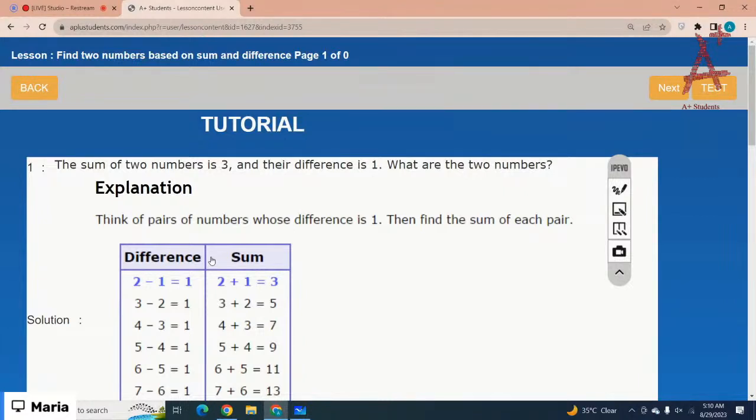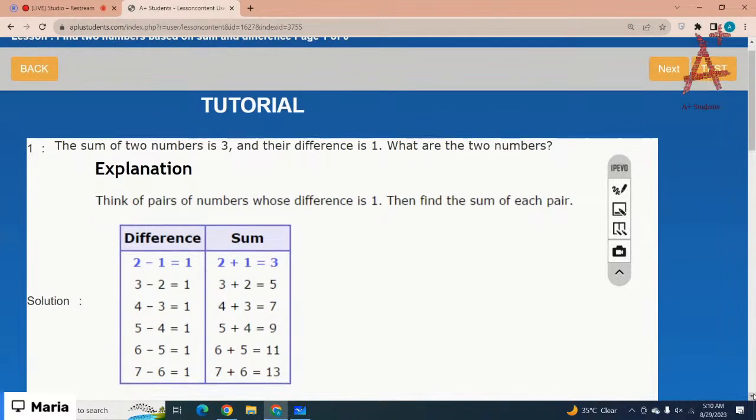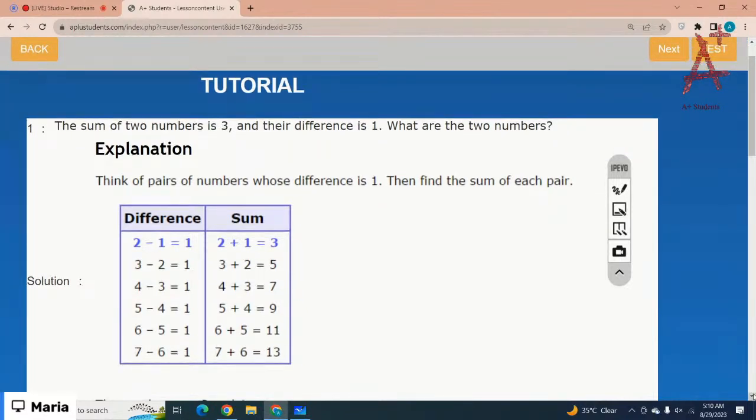The sum of two numbers is 3 and their difference is 1. What are the two numbers? So you have to think of the two numbers whose sum is 3 and whose difference is 1, right? So that's how you can think of the different numbers. You can make a table or whatever you want.